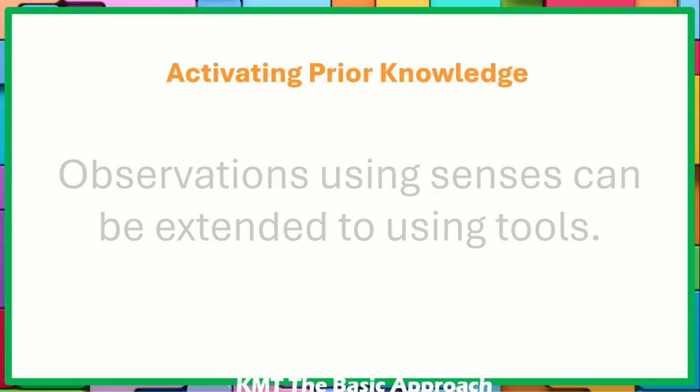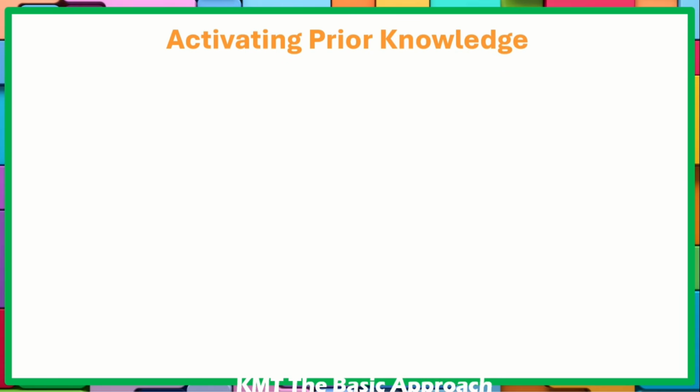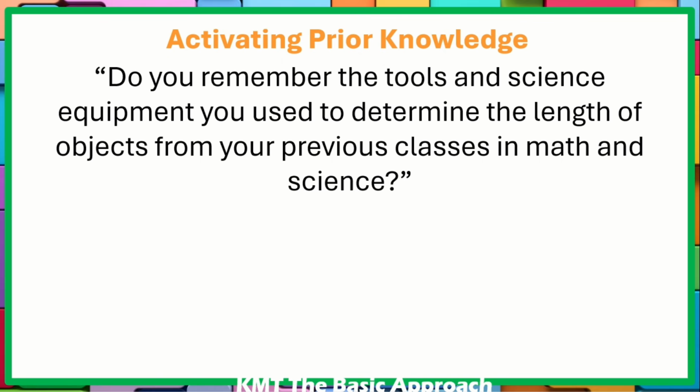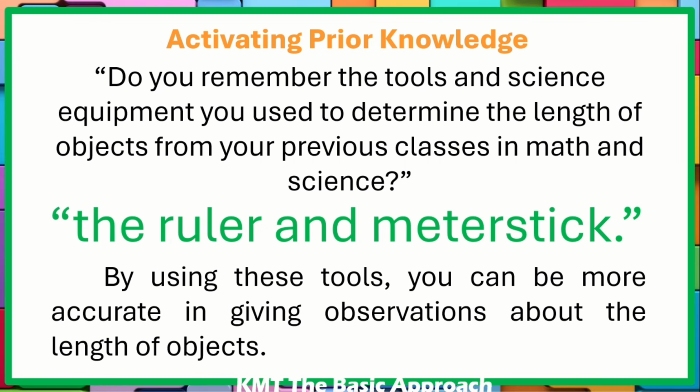Activating prior knowledge. Observations using senses can be extended to using tools. Do you remember the tools and science equipment you used to determine the length of objects from your previous classes in math and science? Awesome! The ruler and meter stick. By using these tools, you can be more accurate in giving observations about the length of objects.